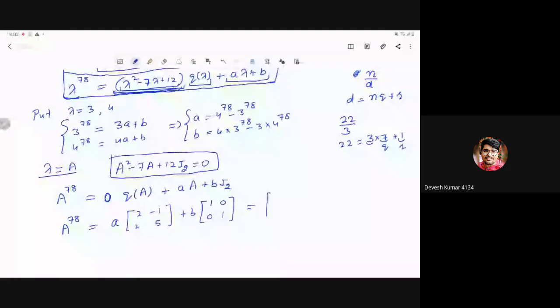You can write your answer: 2A minus A, 2A, 5A minus B. This is the result of A power 78, where A and B are given by these values. Got it?